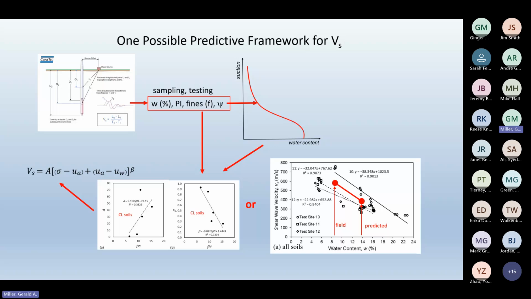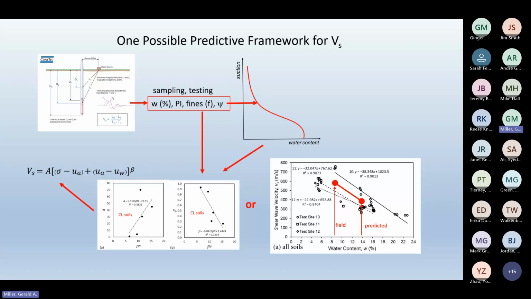And one example would be, remember, I showed you that empirical method for generating this curve. You need PI and percent fines for clay soil to do that. That's pretty low hanging fruit. From that, you could estimate suction, and you could use a model like this that considers normal stress or overburden pressure and suction. Or you could bypass this and go straight to a water content versus shear wave velocity plot, assume a slope for your particular data, and estimate how shear wave velocity is going to change as a function of water content.